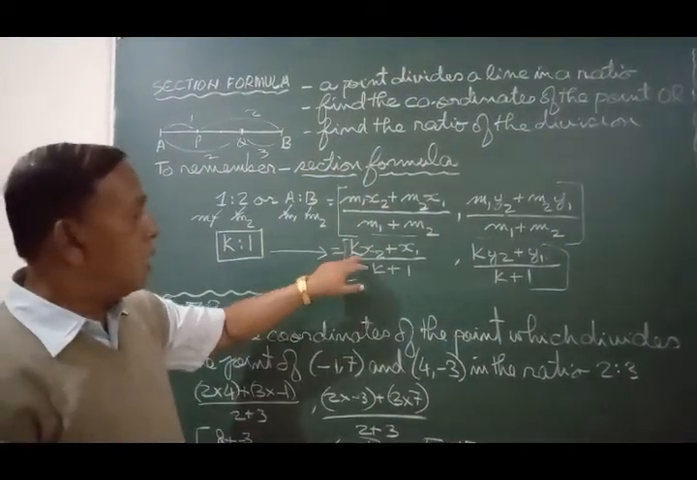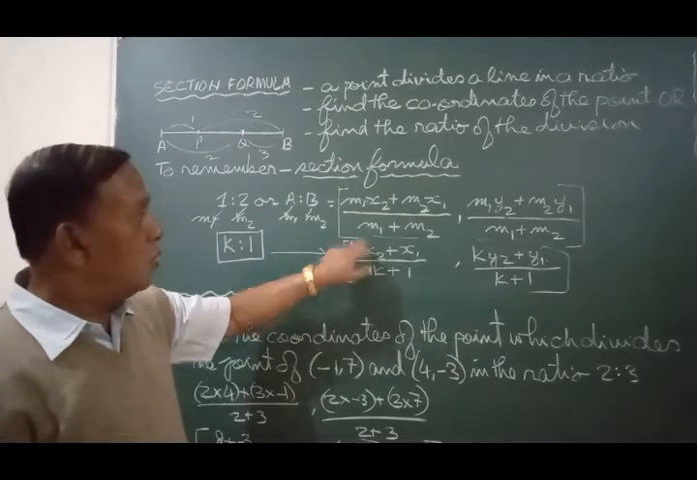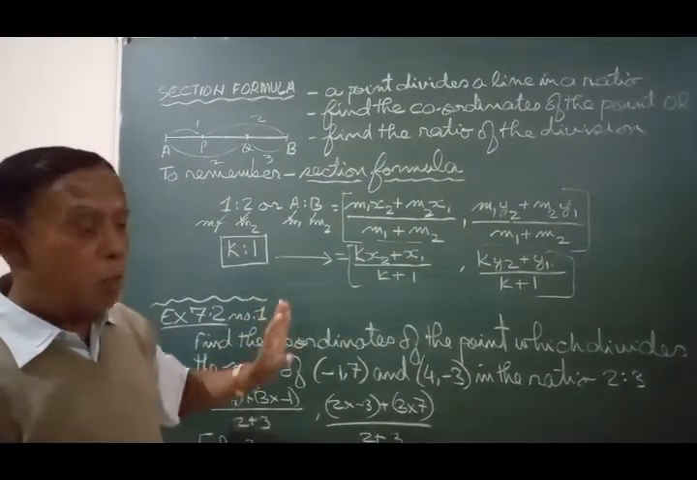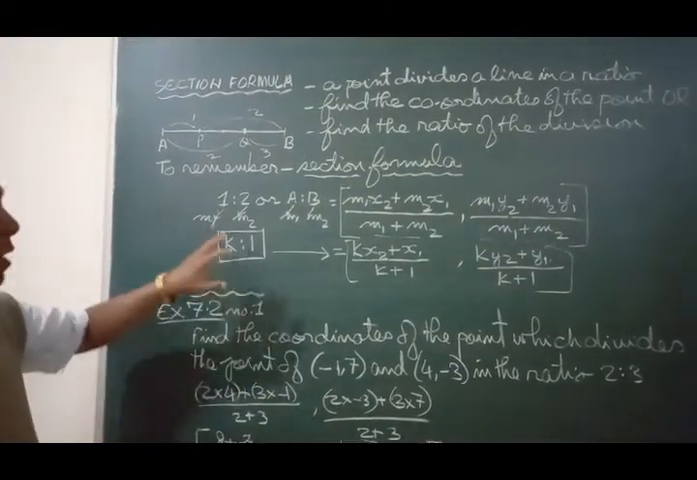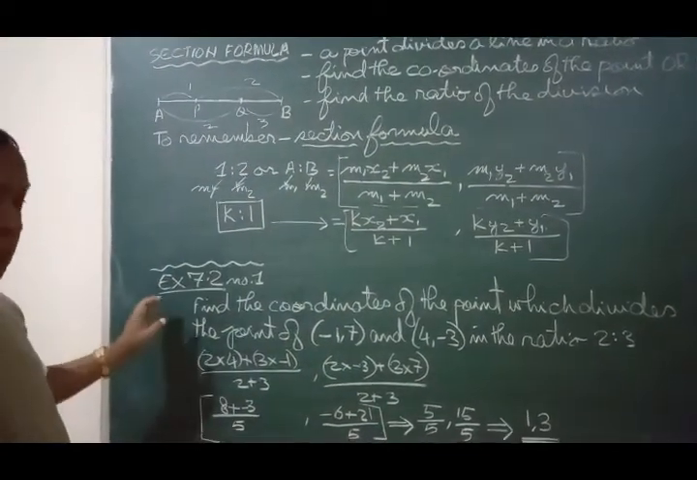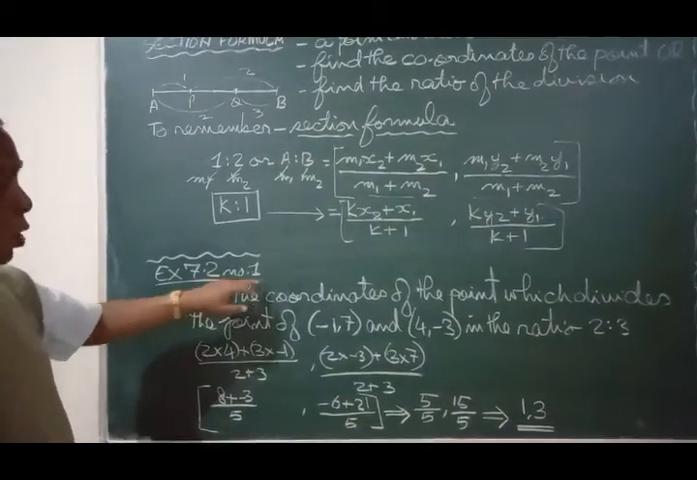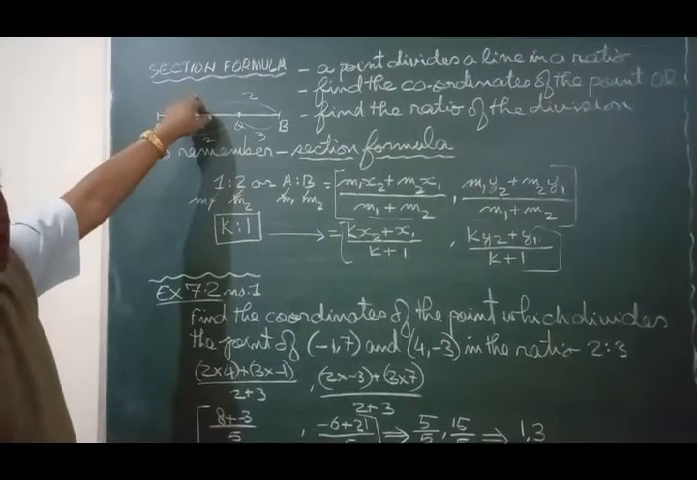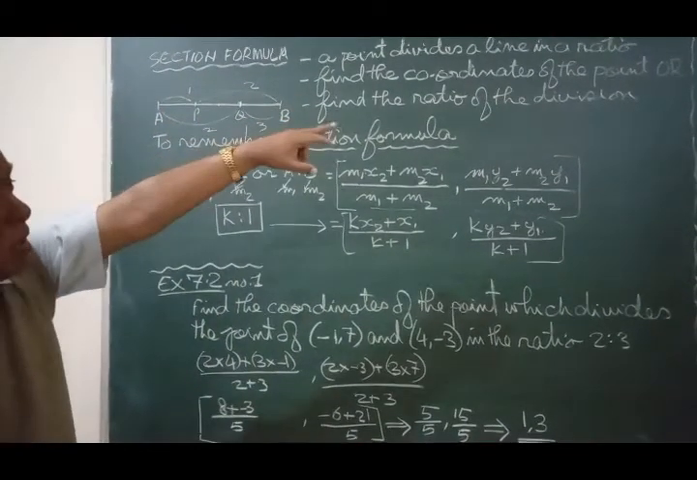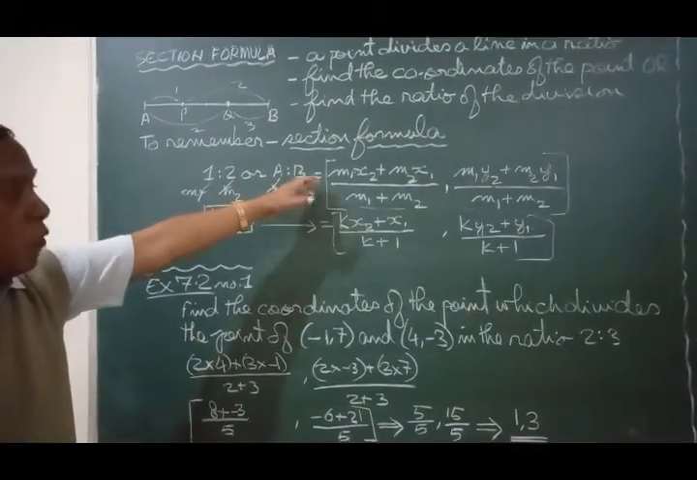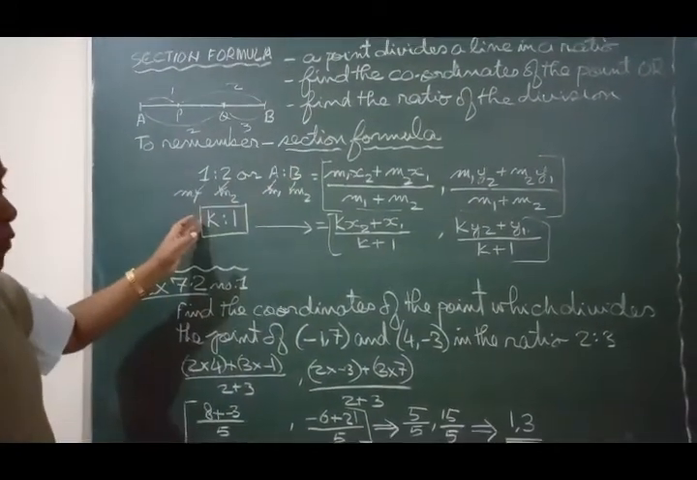Simplify K x2, M1 x2, same thing. Whether it is K or M1, no problem. So please study by heart both these formulae. Now we go to exercise 7.2, question number 1, which is all based on the section formula: finding the coordinates or finding the ratio. And we will make use of this formula or this formula.